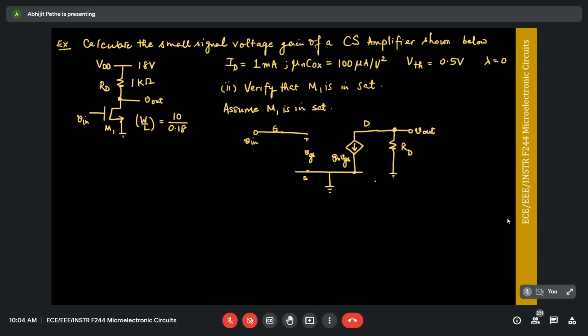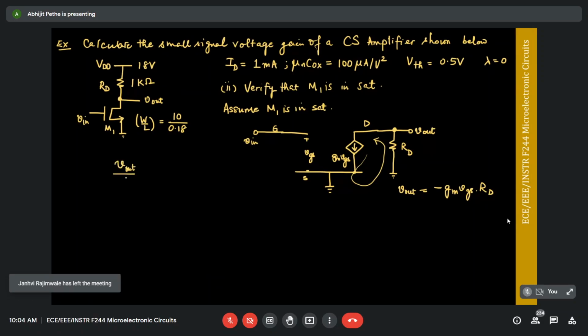Right? And so now V out can be written as, if you look at KVL in this loop, V out is given by minus GM VGS into RD, and VGS is nothing but V in, and therefore I have V out by V in equal to minus GM RD. And this is nothing but your small signal gain. RD is given to you, RD is 1 kilo ohm, so you need to calculate GM. So how do you calculate GM?